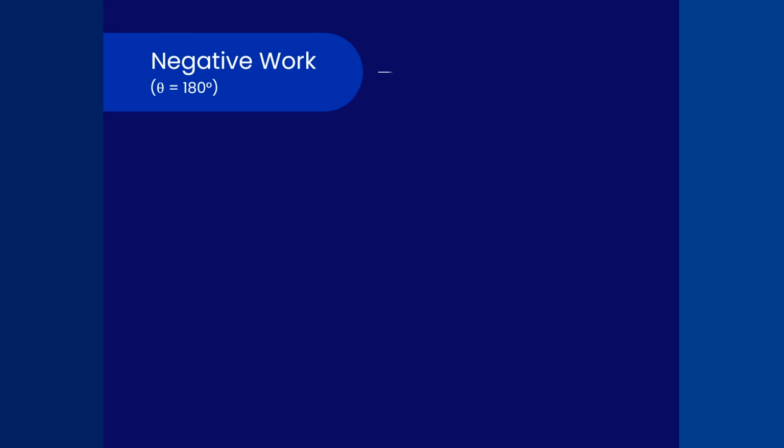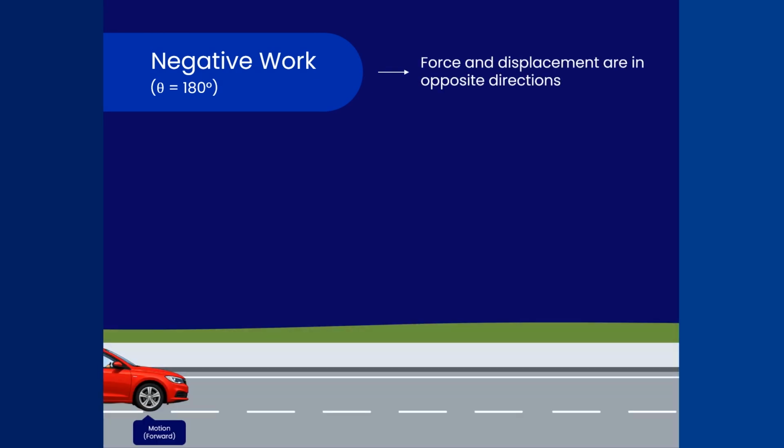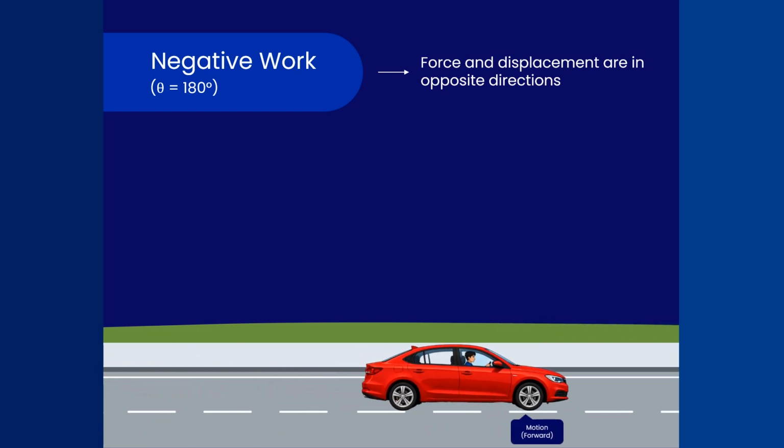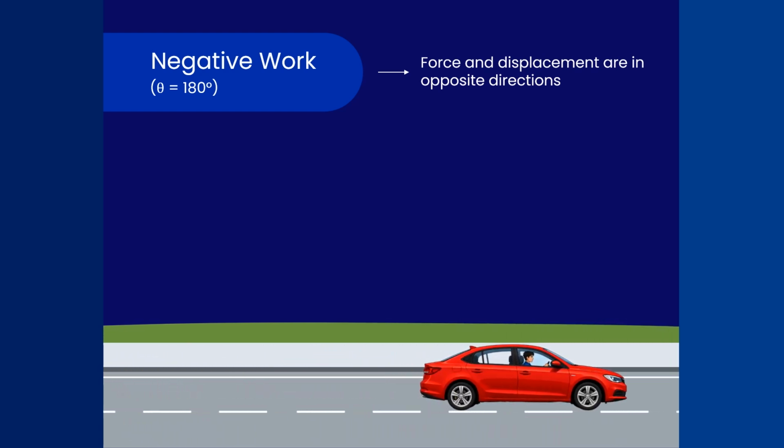Negative work is done when the force and the displacement are in opposite directions. In this example, the car is moving forward, but when brakes are applied, the brake force acts in backward direction. Since the force opposes the motion, the work done is negative. Here, the angle between the force and displacement is 180 degree.